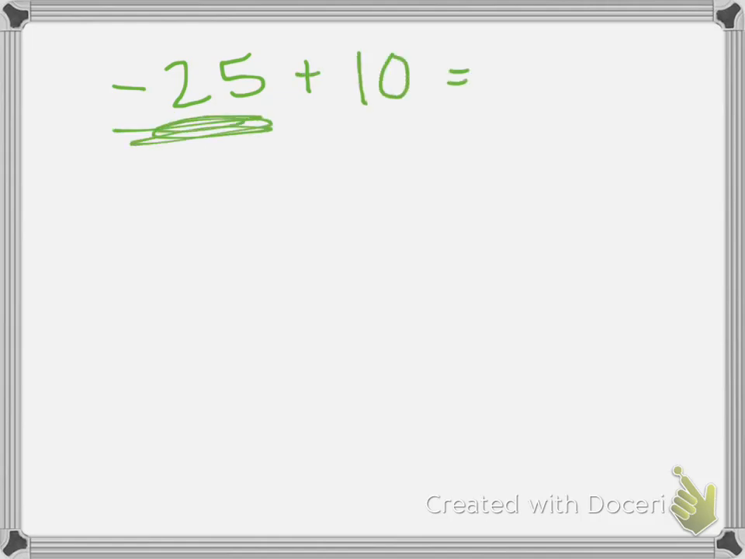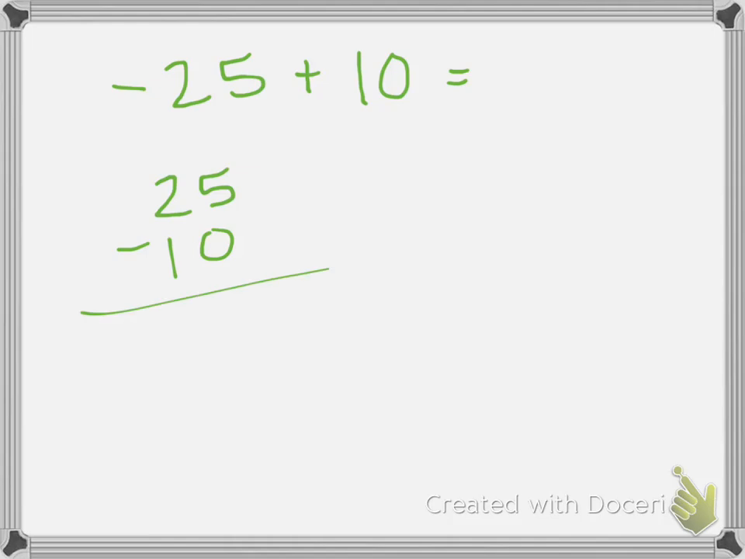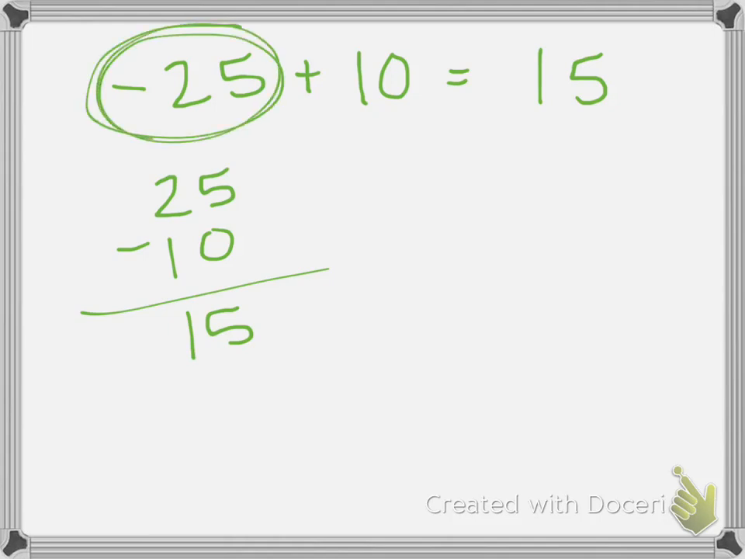Let's look at another one. If I had negative 25 plus 10, my signs are different because 25 is negative and 10 is positive. If the signs are different, find the difference, which means subtract. So take the bigger number, in this case the 25, and subtract 10. 25 minus 10 is 15. My last step is to take the sign of the bigger number. In this case, the bigger number is 25, and it's negative, so my answer will be negative 15.